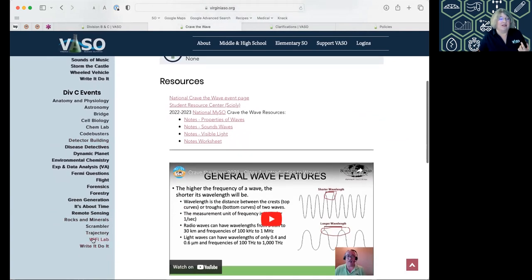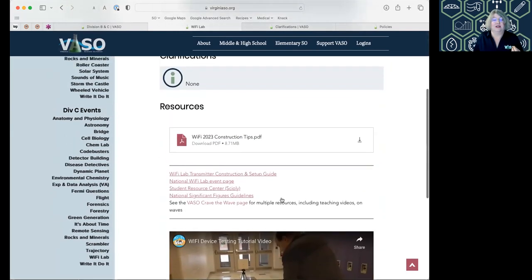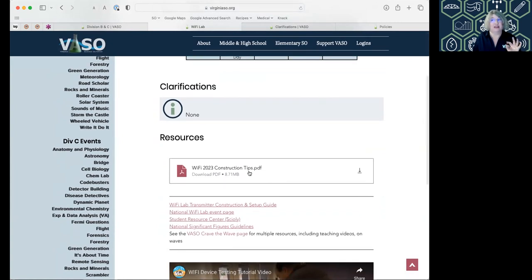If we have any C coaches, I'm going to point out Wi-Fi Lab. The resources on Wi-Fi Lab are significant and really, really important. So if you're a Division C coach, you've got kids doing Wi-Fi Lab. We don't do the Let's Chat Wi-Fi Lab towards the end of December, but one of the reasons we did that is because we have such good resources on our webpage. So please do check that out.